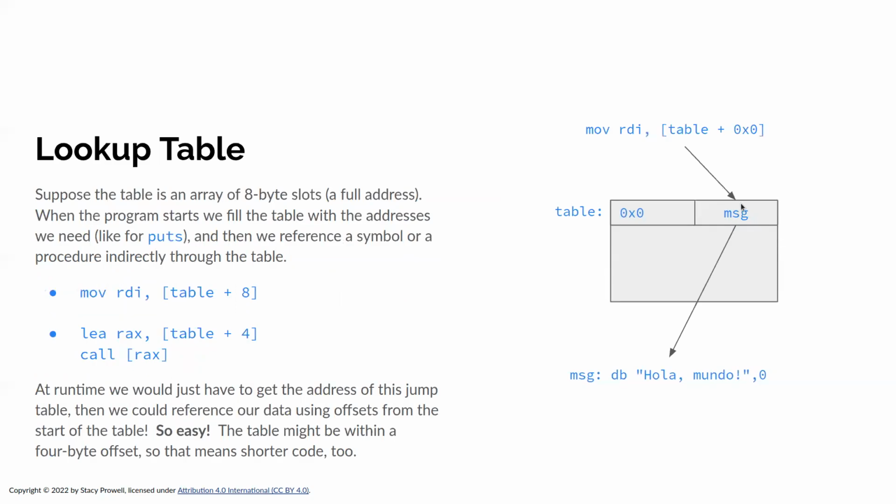The way this would work is, instead of moving message into here, I would move a location in the table that corresponded to message into here. So I would say, go get the contents of, in this case, table plus 0, and put the 8 bytes that are there into RDI. Well, what's there? What's here is the address of message. How does it get there? The system defines a relocation for these 8 bytes to point to message. So at runtime, the system patches this table with the correct 8 bytes pointing to message.